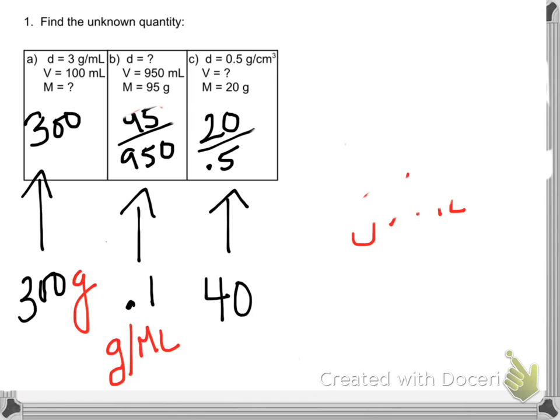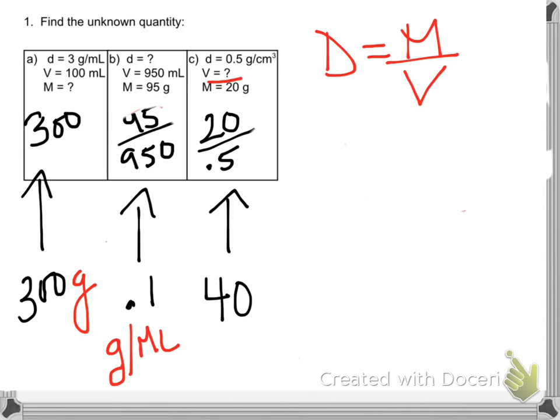Now, let's try the last one. Oh my goodness. This one's different. This is grams to centimeters cubed. Fear not, young ones. It's as easy as knowing what you're talking about, which isn't so easy. Density is equal to mass over volume. So just put in the labels that you already know. We know that the mass is going to be grams, right? So we know that our mass is in grams. Now, what were we trying to solve for?